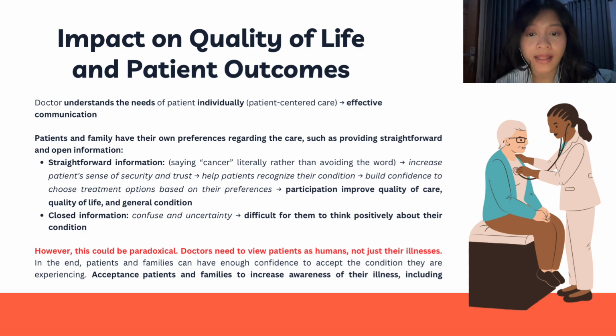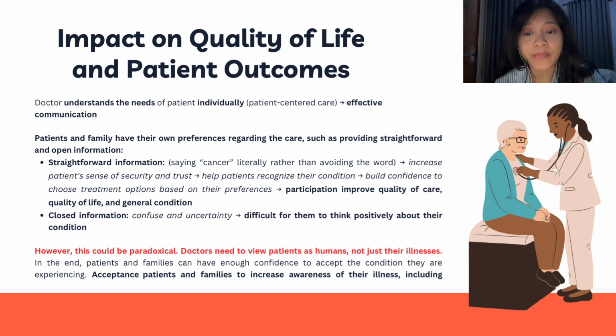Straightforward information, like saying cancer literally rather than avoiding the word, can increase the patient's sense of security and trust in doctors. This will help patients recognize their condition and give them confidence to choose treatment options based on their preferences. With their participation in care, the quality of care, quality of life, and general condition of patients tend to improve. On the other hand, closed information will confuse and create uncertainty for patients and families, making it difficult for them to think positively about their condition.